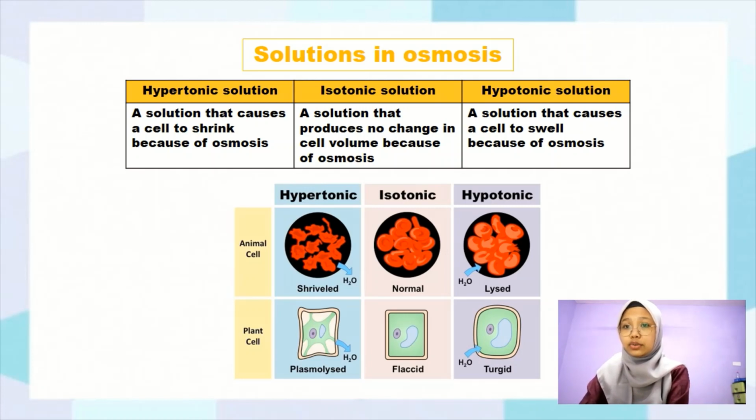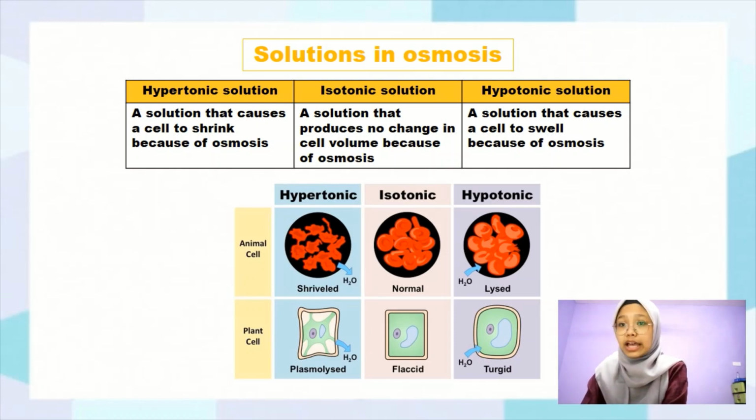First we will take a look at animal cells. In a hypertonic solution, the red blood cells will shrivel since the water will exit the red blood cells, which makes them shrivel. The isotonic is in an equilibrium state, so it is normal. Next, in a hypotonic solution, the cell will lyse or burst since more water molecules enter the red blood cells.